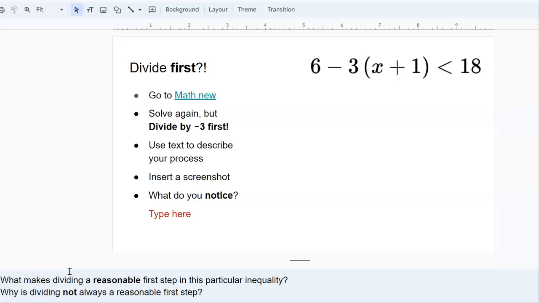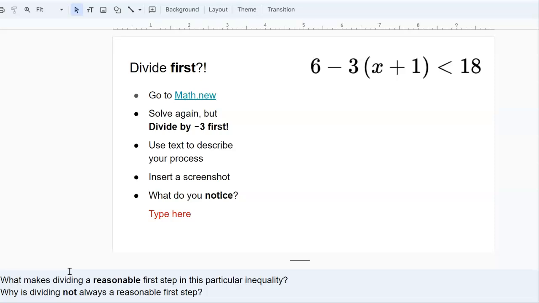But the question at the bottom is very important. Why is dividing not always a reasonable first step? Now, in this case, we can divide by 3 first, and it doesn't really wreck the problem. Theoretically, you could divide by 3 first on 100% of the equations out there, but does that make any sense? Is it a good idea, and why or why not?